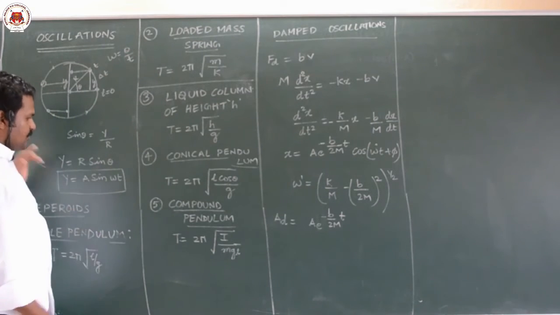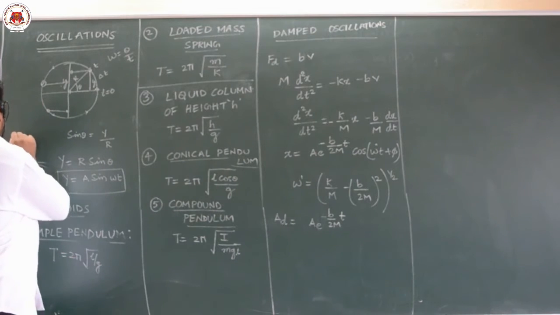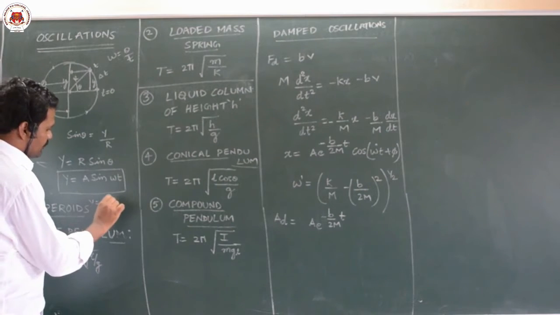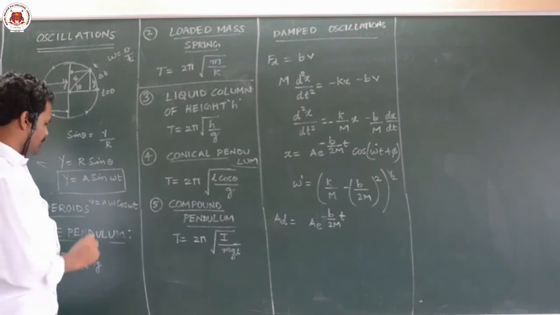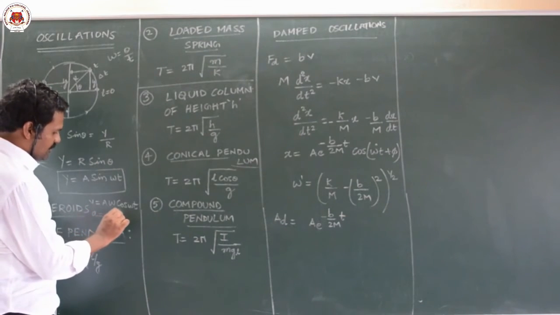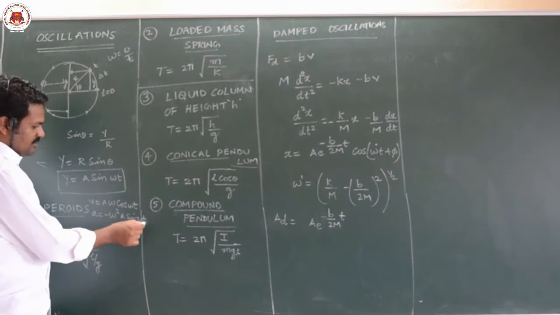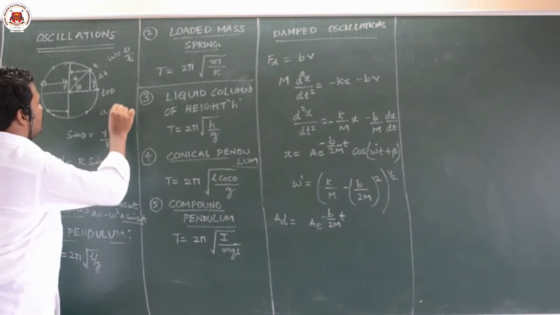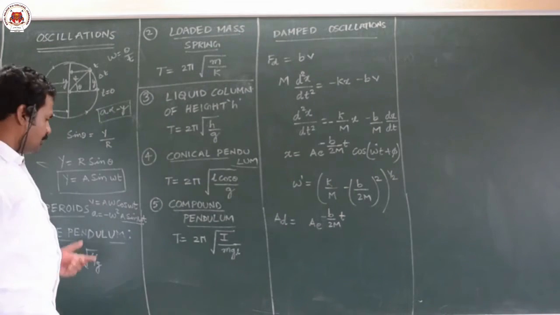Now differentiate this with respect to time, you will get velocity: v equals a omega cos omega t. Again differentiate this with respect to time, you will get acceleration: a equals minus omega square a sin omega t. That means this a sin omega t is again y only. So when acceleration is proportional to the negative of displacement, we call this kind of motion simple harmonic motion.